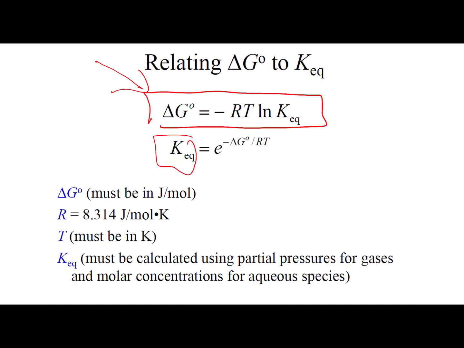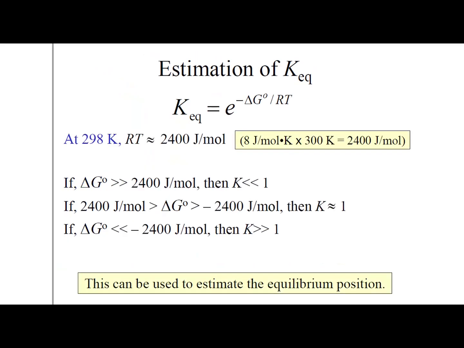The first equation will be given to you on the College Board exam. The second equation, this one right here, you will have to either memorize, and as you know, I'm not a memorization fan, so just know how to rearrange. Know that natural log is e to the whatever, and then it would be a negative delta G over RT.